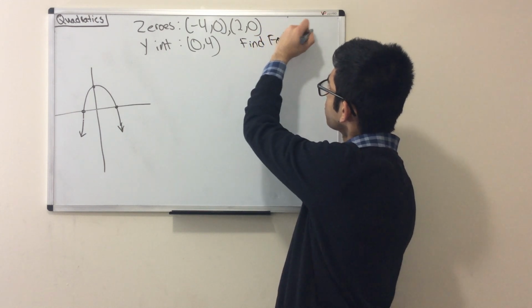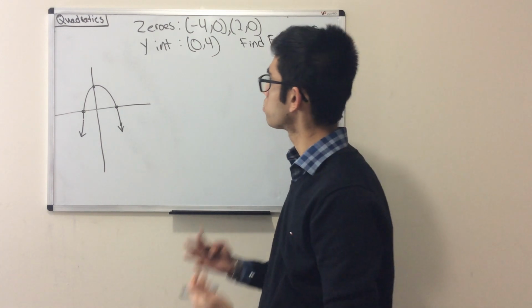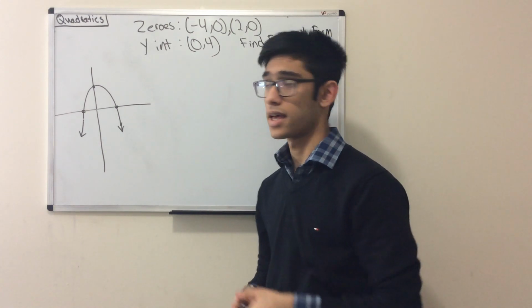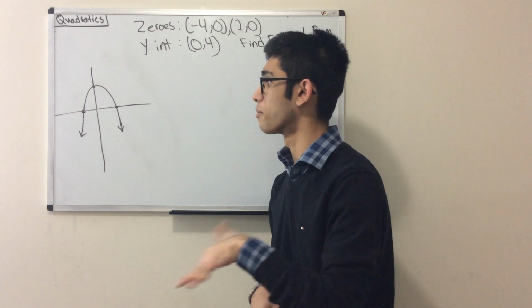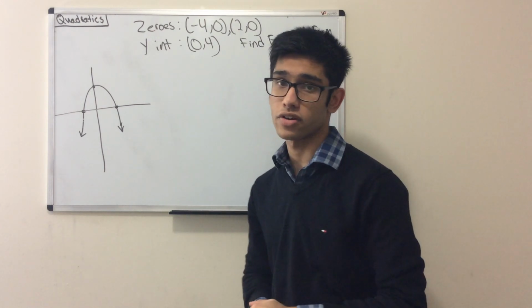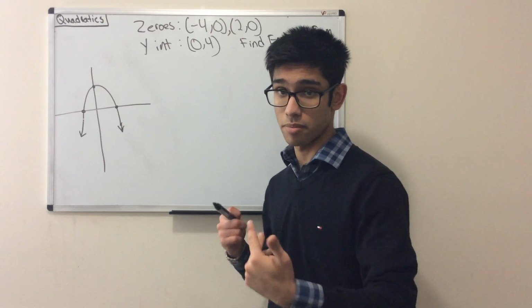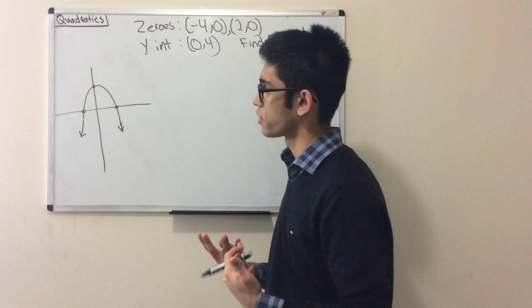So this is a problem that is very common for any quadratics unit. They give you the two zeros, and they give you a y-intercept, and they want you to find it in factored form. And as we know, if you watched my previous video on expanding polynomials, you can go from factored form to standard form quite easily. But finding factored form is our main goal. So how will I find factored form?